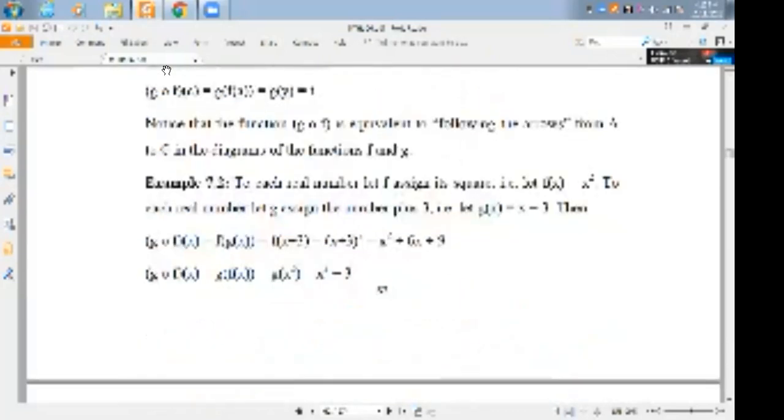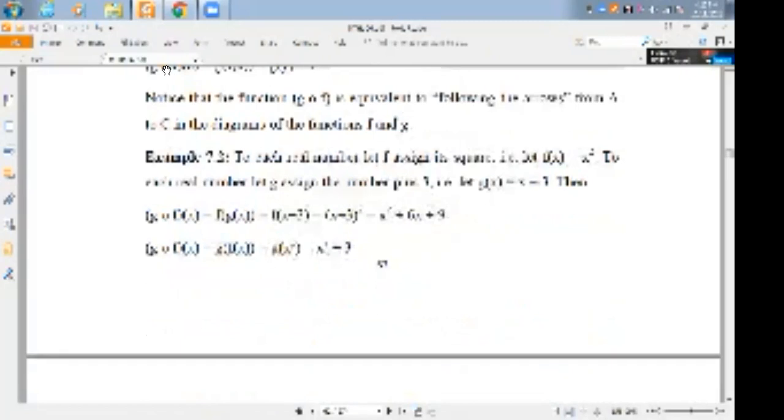The same thing you can see on page 7, example 7.2. Example 7.2 says, to each real number, let F assign its square. That is, let F of S equal S squared. To a real number, let G assign the number plus 3. That is, let G of S equal S plus 3.